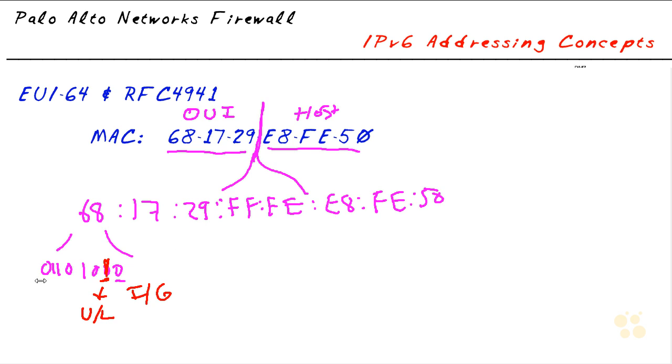But that translates this right here into what would be 6A, or 10. So I will modify that right there. So 6A 1729 FF FE E8 FE50 is going to be my EUI64 address. Now, again, I sigh about it because I look at this going, okay, I went from 48 bits to 64. Are you telling me you can't figure out that I changed something? But whatever. Is what it is.